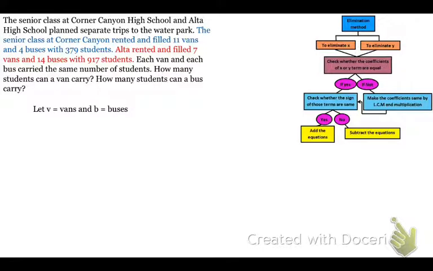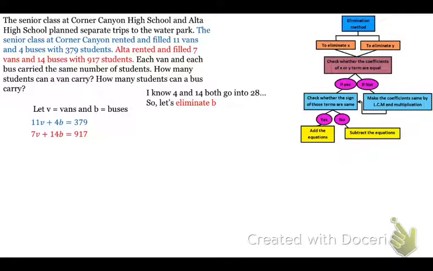So we're going to let V equal vans and B equal buses. So we have 11V, for the 11 vans, plus 4B for the 4 buses equals 379. That's for Corner Canyon. And then we have 7V plus 14B equals 917 for the Alta school. Okay. And again, let's eliminate B's.